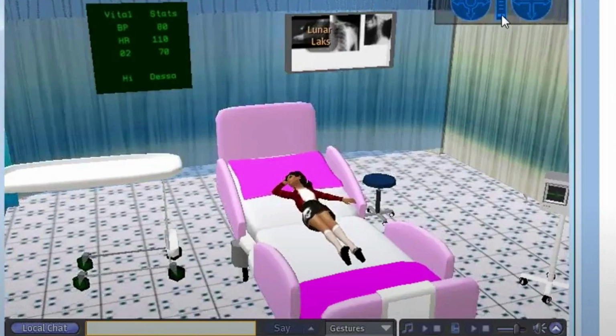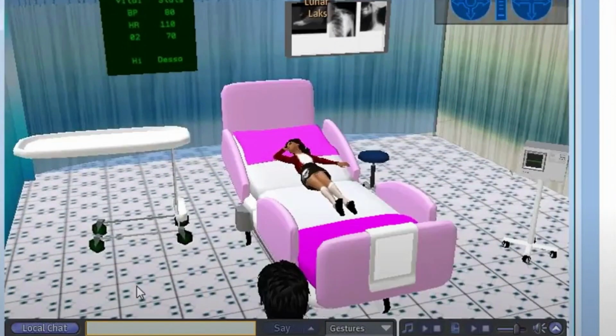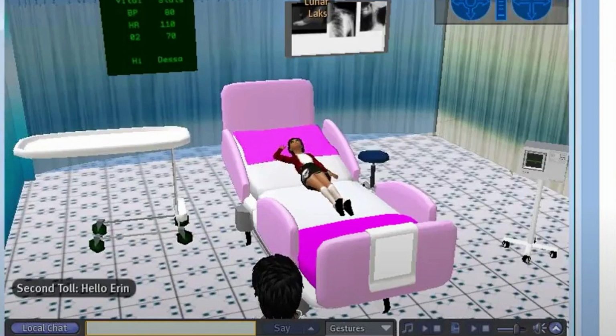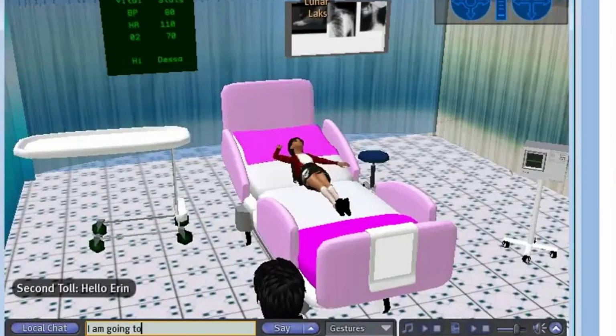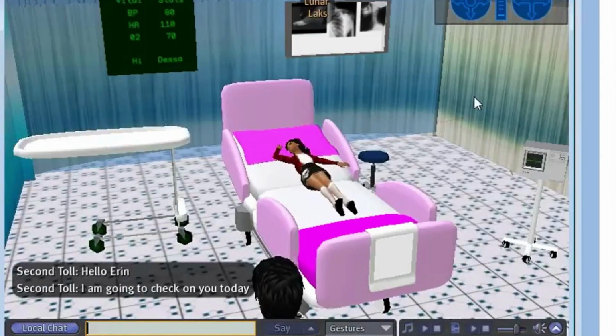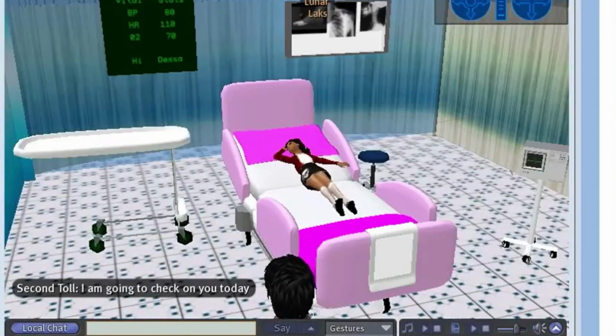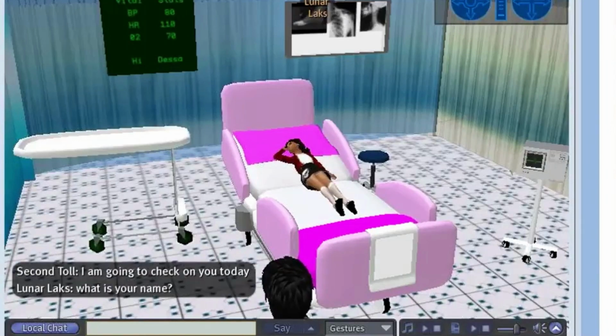In this 3D training session, the live human is the male nurse, logged in as the user's second toll. The nurse greeted the patient and talked about checking on her. He did not provide his name. The scenario includes a cue, "What is your name?" if it was not provided by the end of the 2-minute mark.